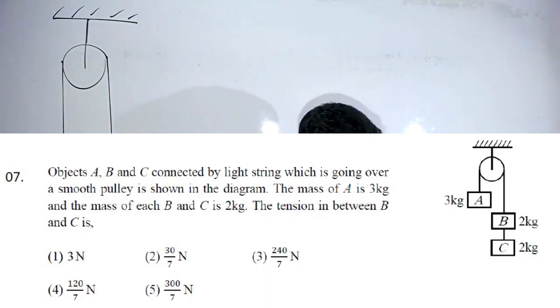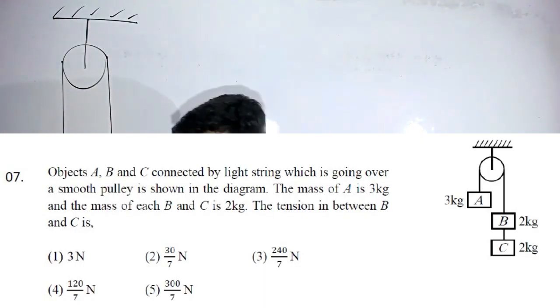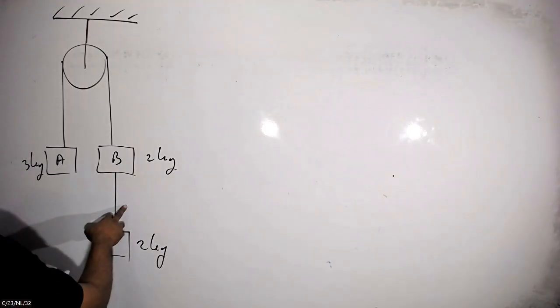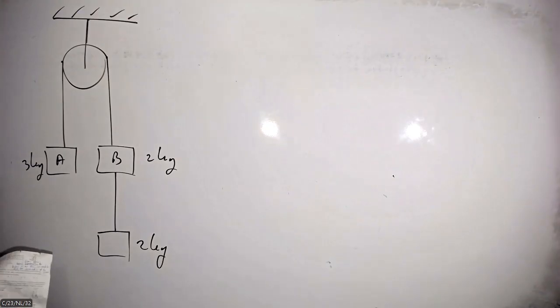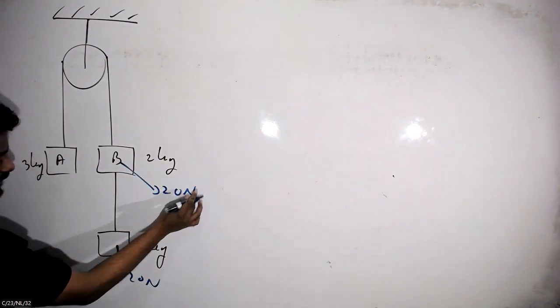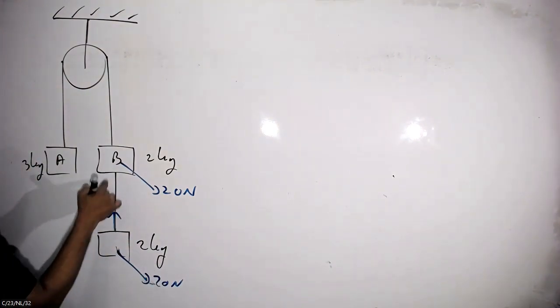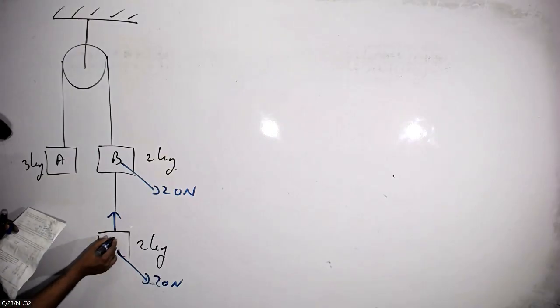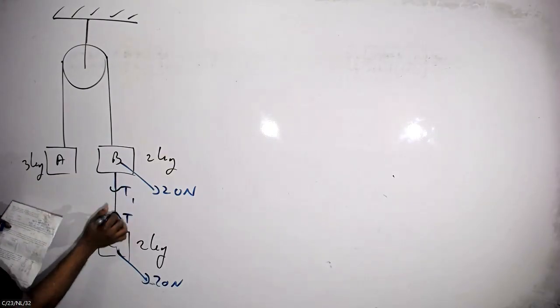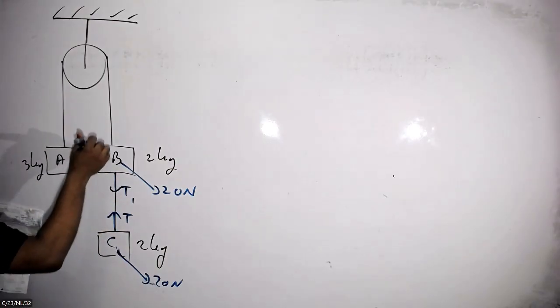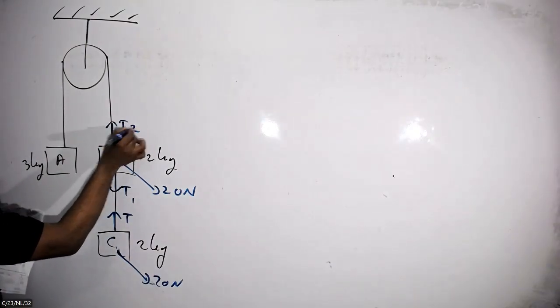Right, let's see the answer for question number 7. Here you need to find the tension of the string between B and C. Before finding the tension of this string, you need to identify the acceleration. Let's see the free body diagram. Weight 20 newton, 20 newton, then the tension of the string between B and C is T1, T1. This is a light inextensible string, therefore the tension at the two ends is equal. Then the second string, T2, T2.